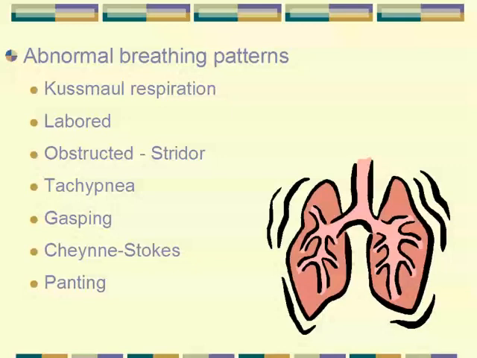Obstructed. When you have obstructed respirations, you have stridor. Stridor is a high-pitched sound that occurs during inspiration. It's like a crowing sound. And please don't ask me to do that again, because that kind of hurts. You may hear a whistling or a wheezing sound.